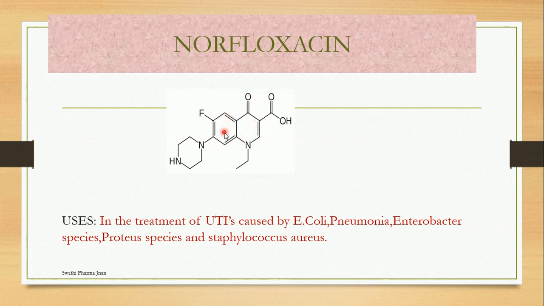Quinolone indicates benzopyridine with a ketone group present at the fourth position, and at the first position where the nitrogen is present, an ethyl group is attached, and at the third position a COOH carboxylic group is attached, and at the sixth position a fluoro group is present, and at the seventh position a piperazine ring is present in the structure of NORFLOXACIN.